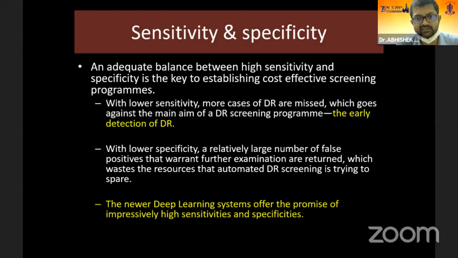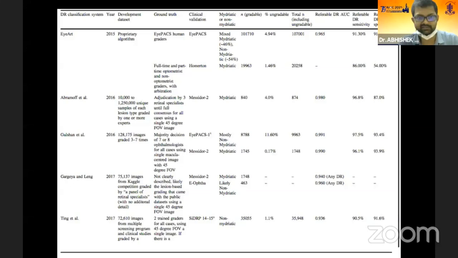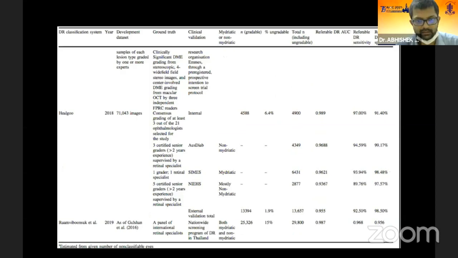However, the newer deep learning systems, as we have discussed in the previous talks, offer the promise of impressively high sensitivity and specificity. So we can see from 2015, when the first DR algorithm was introduced, it had a sensitivity and specificity of around 91%. And then there are multiple systems which are already in progress, and these are the techniques these algorithms are using.